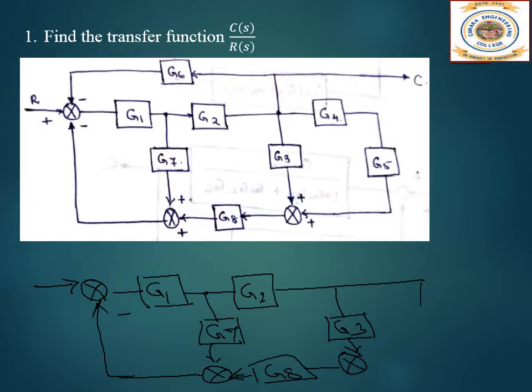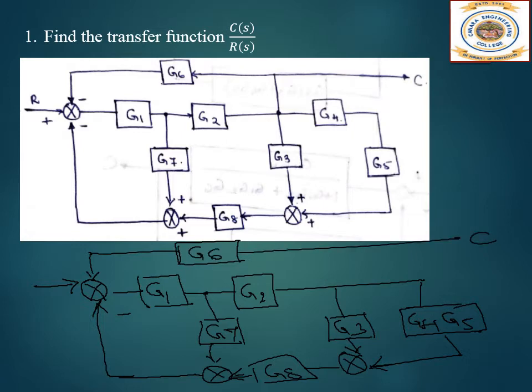Now see, G4 and G5 are in series, so we simply multiply them and write G4 G5 over here. And here we have another connection, G6. So this is the output C and it is connected over here. So one we have finished. Next, what did I tell you? The G3 block and this G4 G5 block both are converging at this summation point, starting at this takeoff point and converging at this summation point. So these are in parallel. Next we will solve this part.